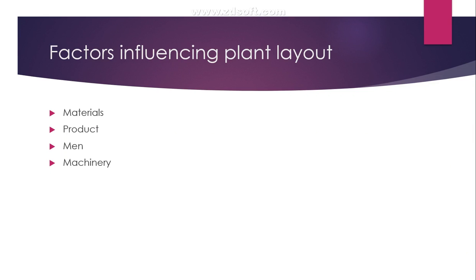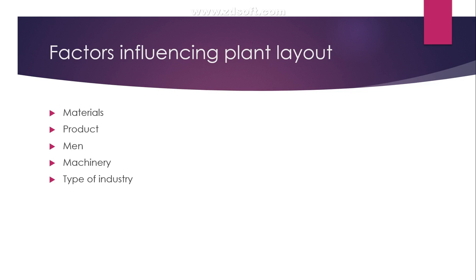Okay, let's see. The next is type of industry. Again, the type of industry has an impact on the plant layout. What is the industry we are in, whether it is manufacturing or service, and if it is manufacturing, what kind of products are we making? All these elements would have an impact on the plant layout.